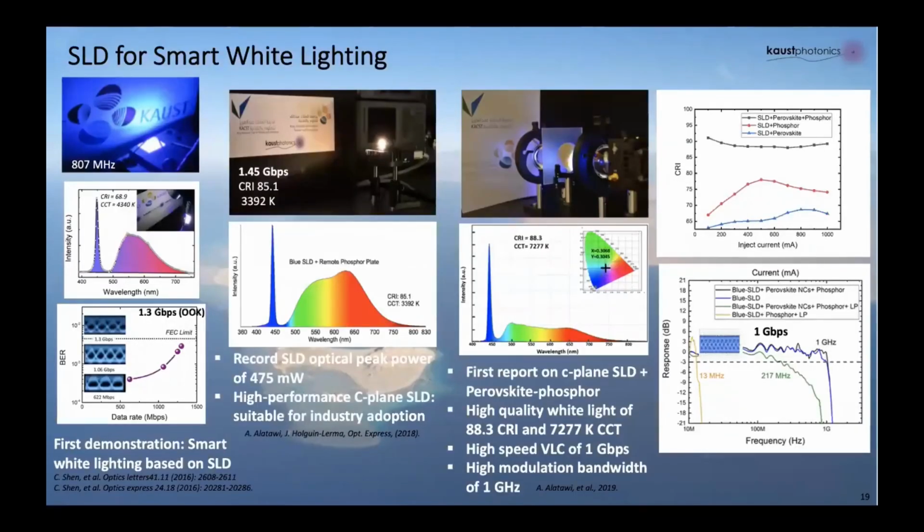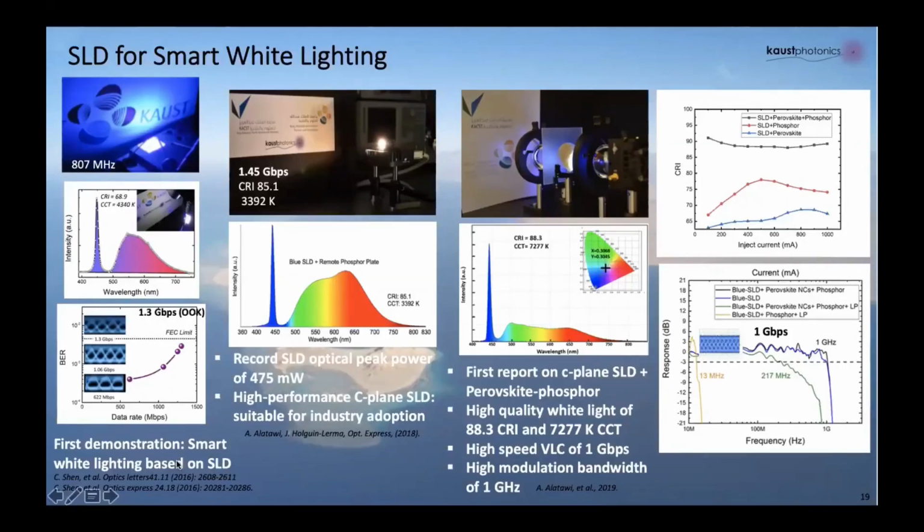We are the first group to have enough power from our SLD to integrate with white color conversion to generate a white light source. We reported those things about 4 years ago, and we managed to also get the dual functions of lighting and modulation up to about 800 something megahertz.